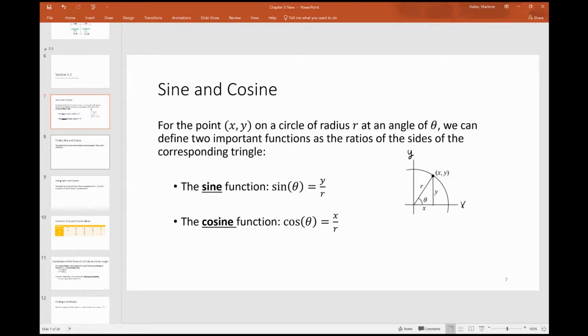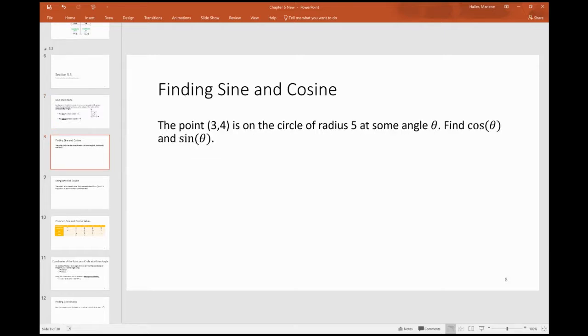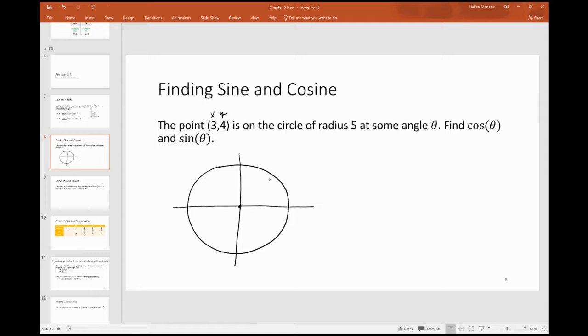All right, so let's look at an example of finding the sine and the cosine for some point that's on a circle. If we have this circle and it's sitting on the Cartesian plane, with the origin being the center of that circle, and we have a point that has an x-coordinate of 3 and a y-coordinate of 4, and it sits on the circumference of that circle. Let's say that point is maybe right there. We'll put it right there as the coordinates.